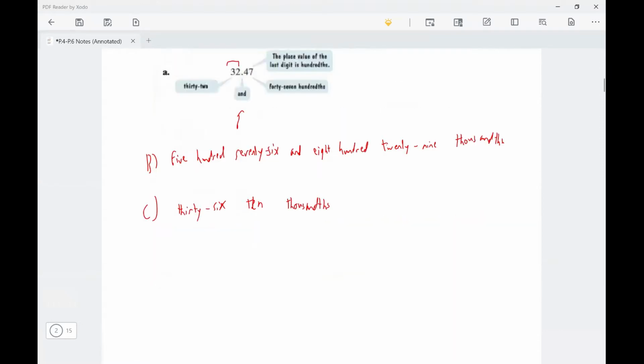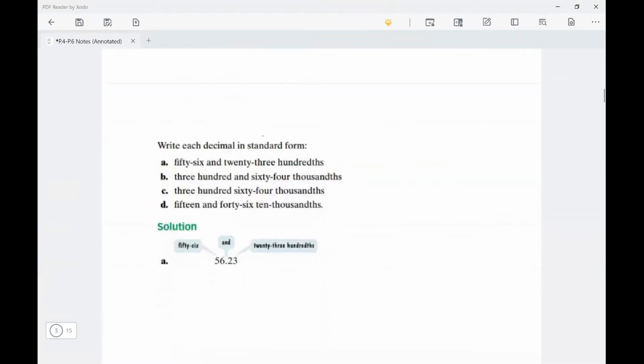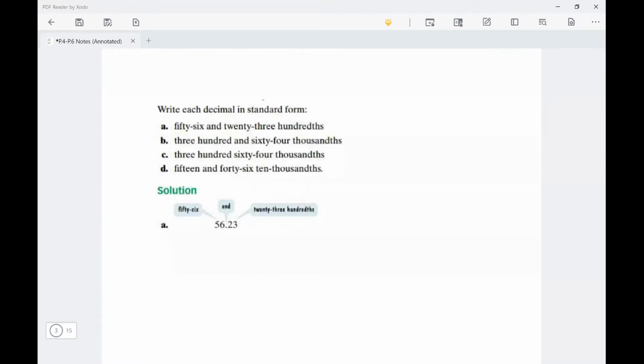Okay. So now let's look at some ones that have words, and let's go backwards and make them into standard form, right? So on A, it looks like we have 56 and 2300ths. So we already have a solution down here, but notice that we're splitting it up into 3 parts. We're splitting it up into the whole number part, we have our decimal, and then we have all the numbers to the right of the decimal, right? So that's going to be our general solving procedure as we go through these.